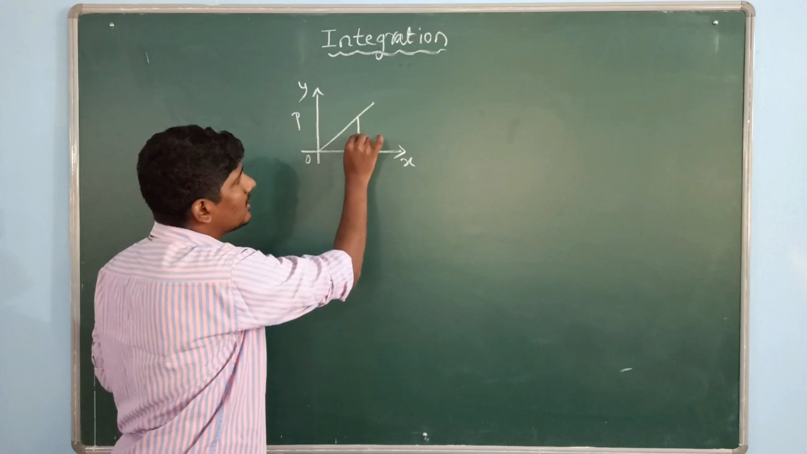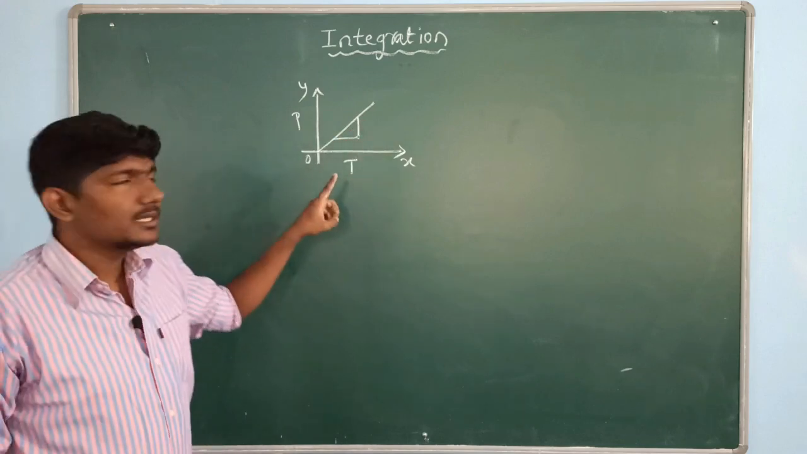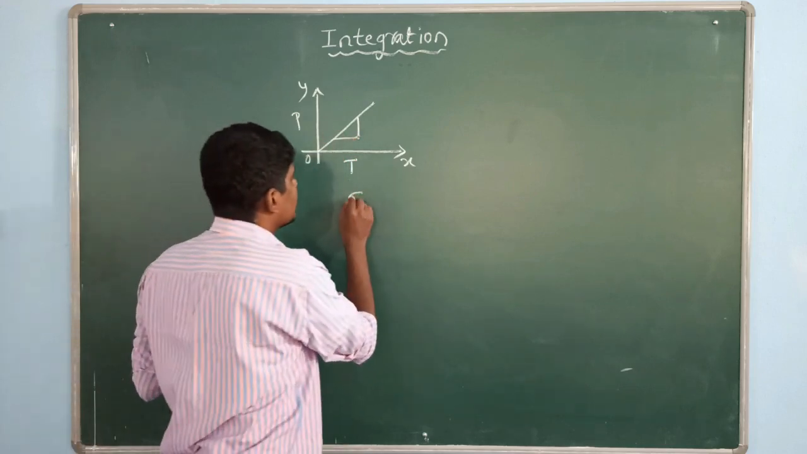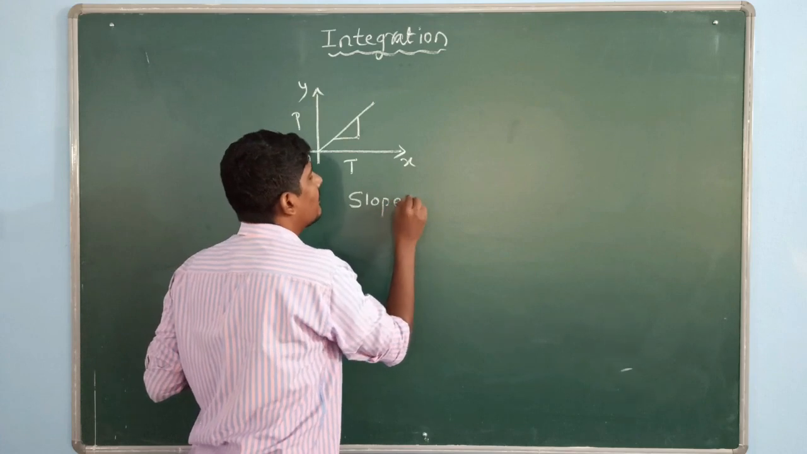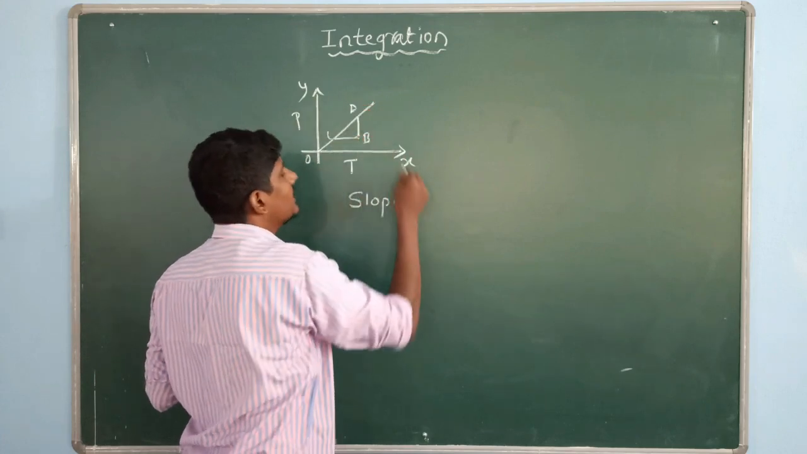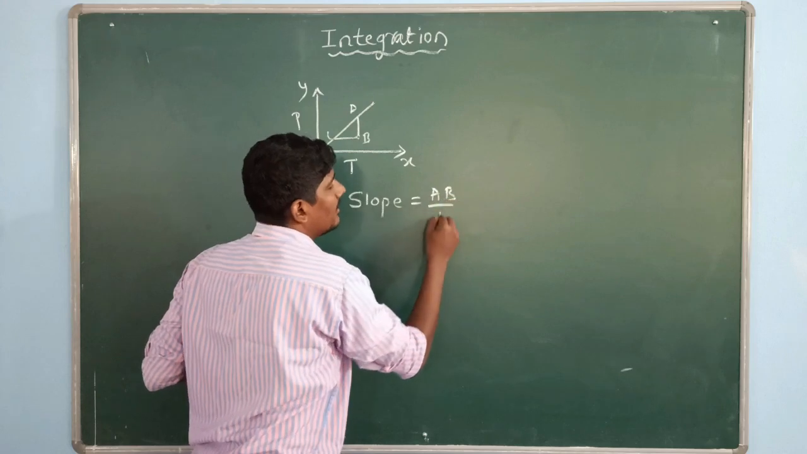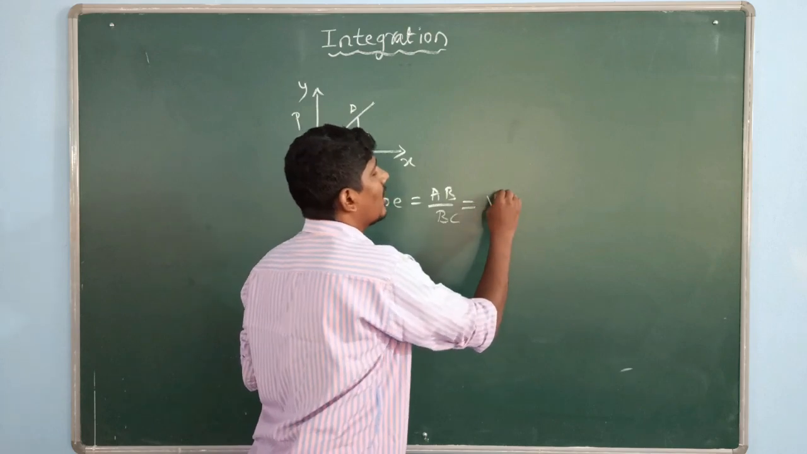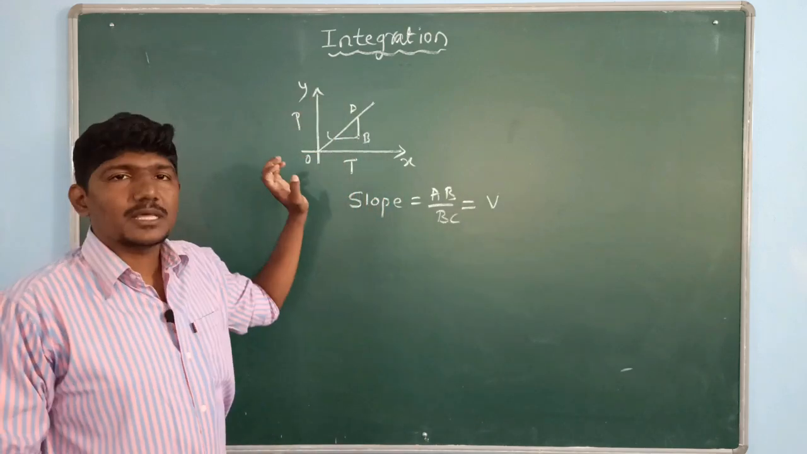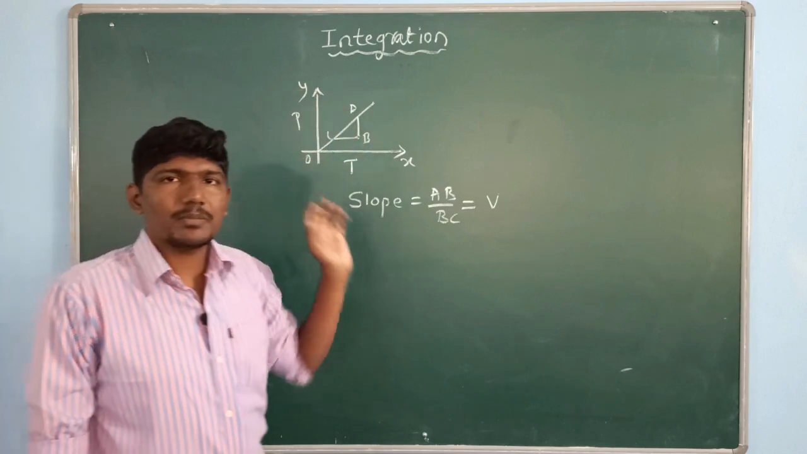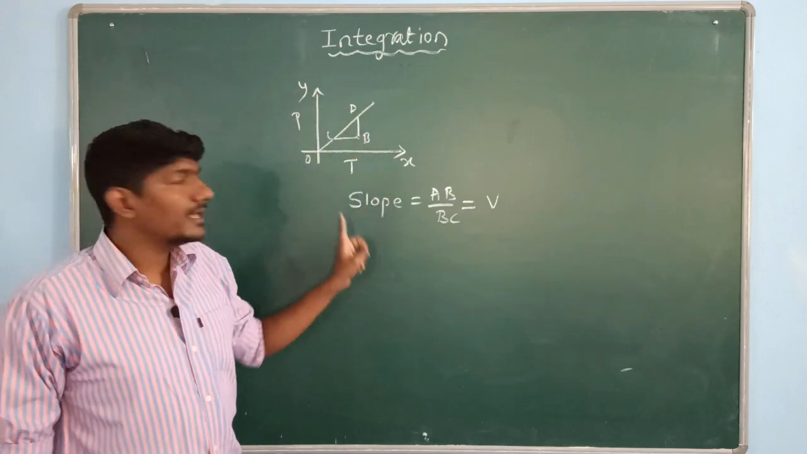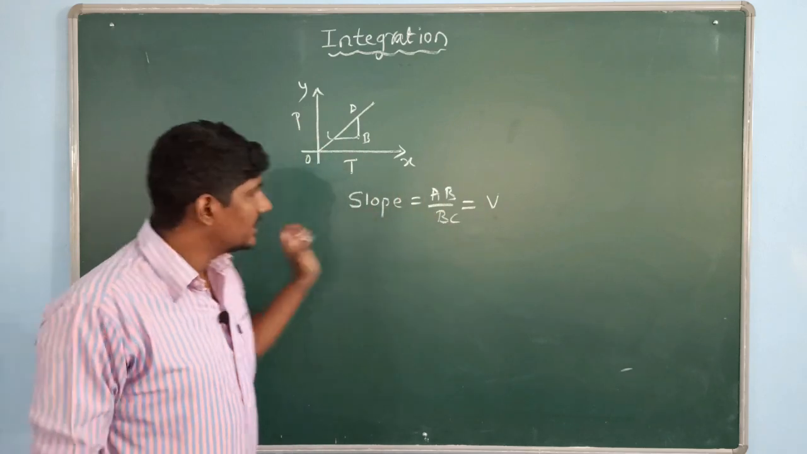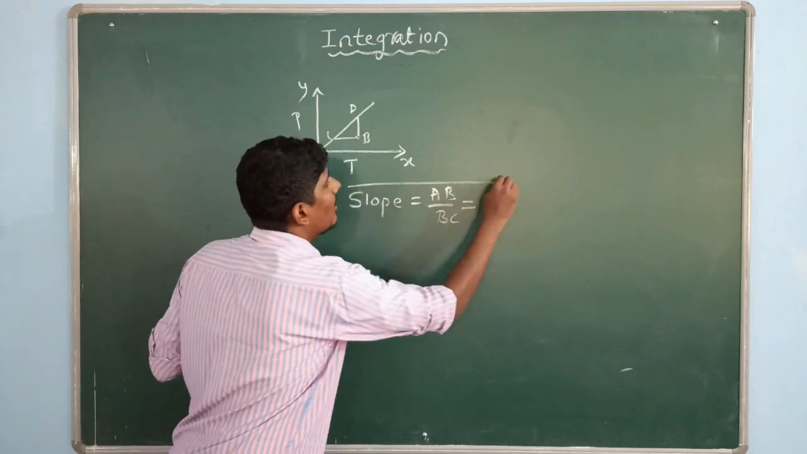Now if I want velocity from the PT graph, what do I do? I go for the slope. Like this, slope. Already we have completed this, ABC, right? Slope equals AB by BC, tan theta, same concept. This equals what? Velocity. So one property is there for the PT graph: the slope of the position-time graph gives velocity. Right? Very clear.